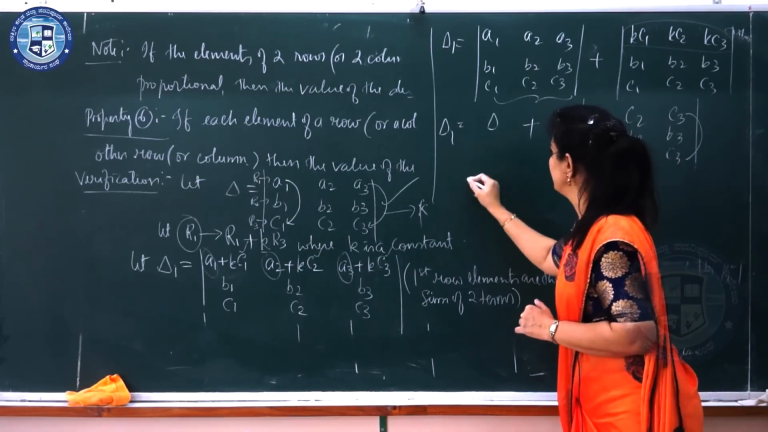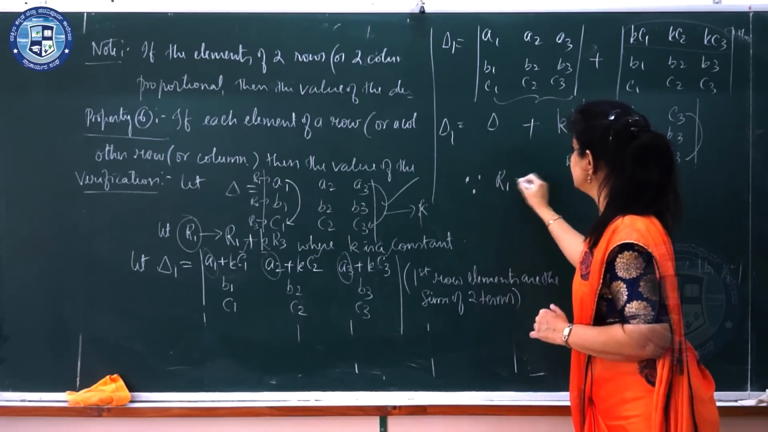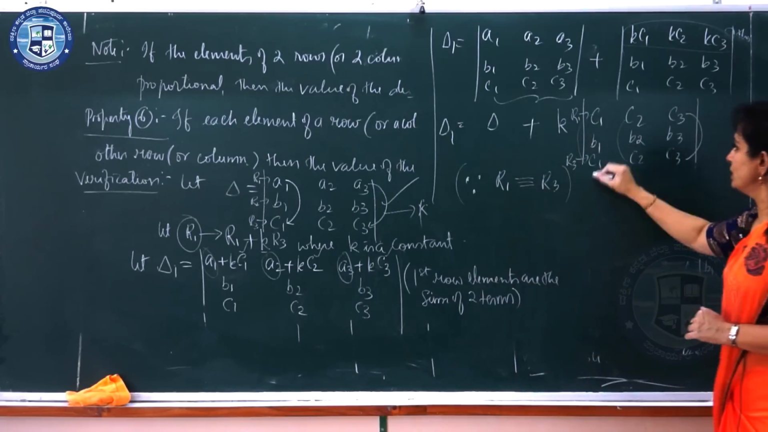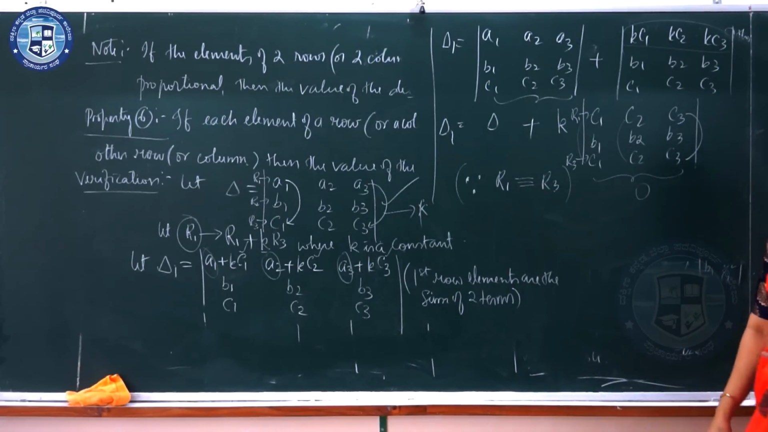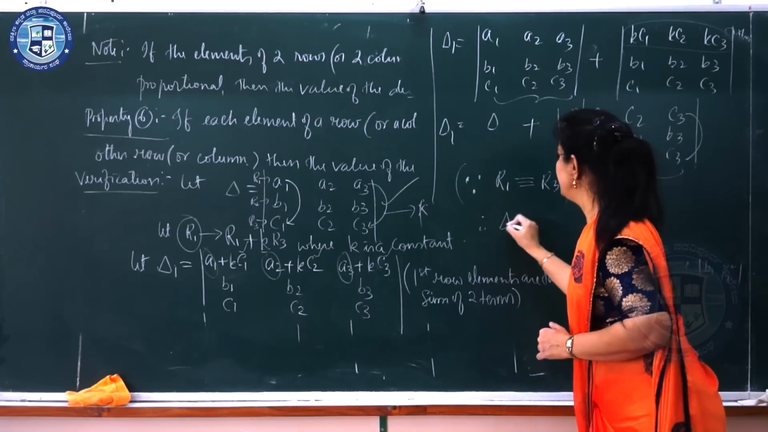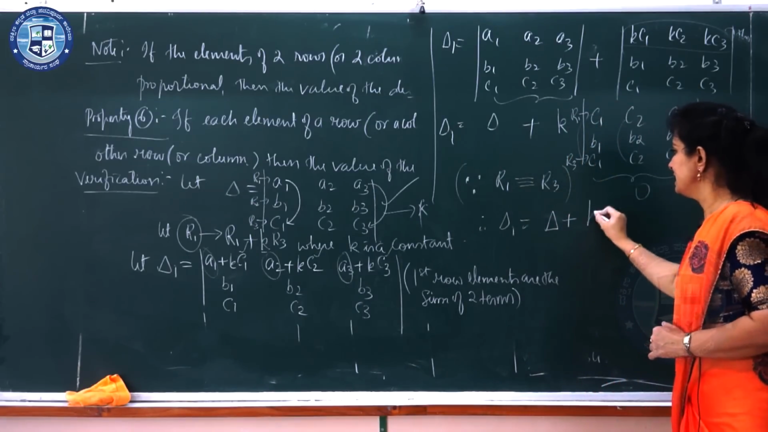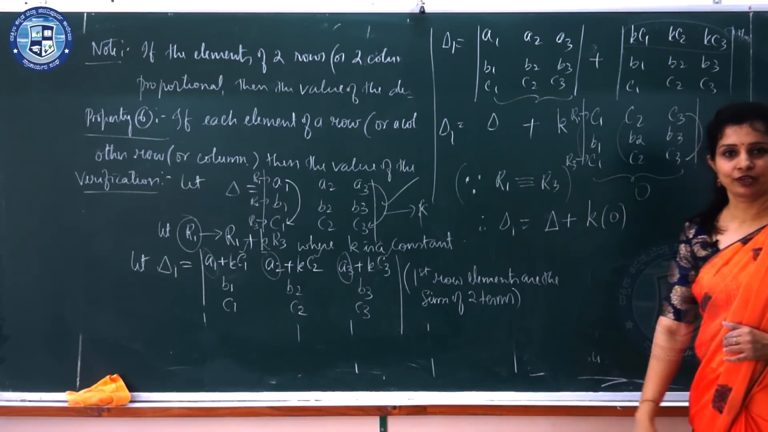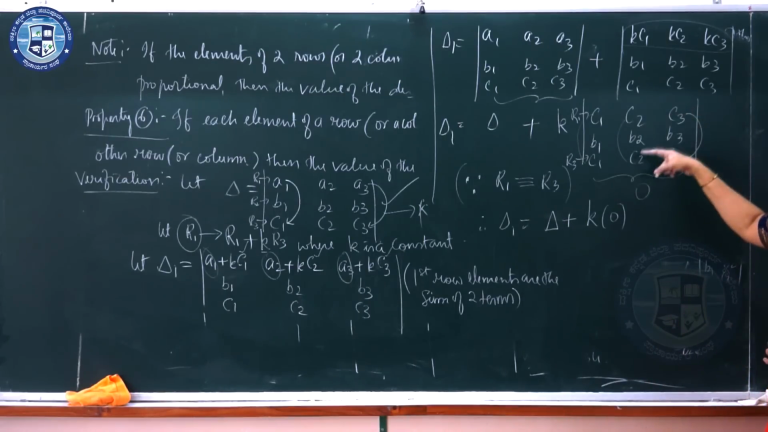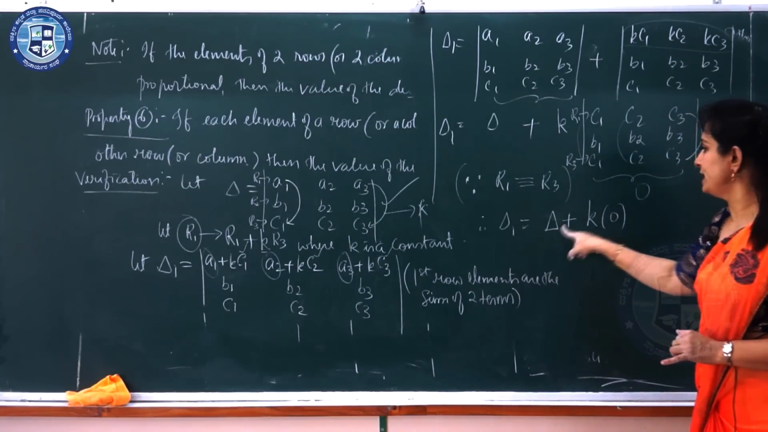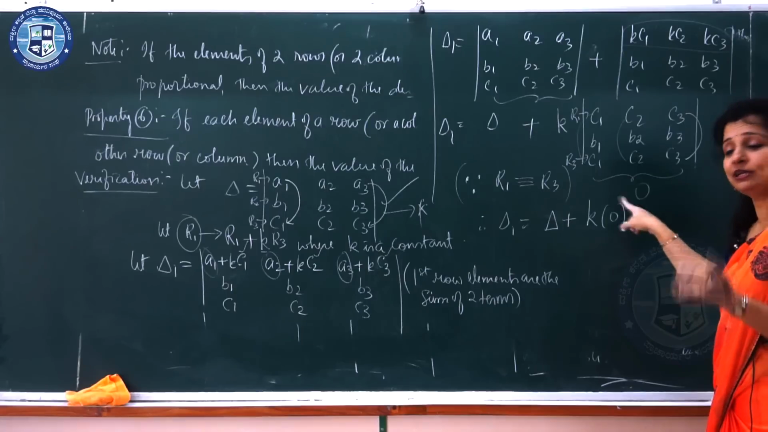Since R1 is identical to R3, what about the second determinant? It turns to 0. Therefore, delta 1 is equal to the first determinant, delta, plus k times 0. What is the reason? R1 and R3 are identical. So delta 1 is equal to delta plus k times 0. K times 0 is 0.